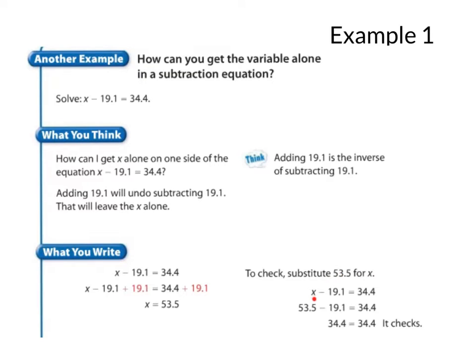So wherever there's an x, I'm going to put 53.5 because I got that as my answer over here. So 53.5 minus 19.1, that should equal 34.4, and it does. Therefore, I did correctly do my inverse here. I correctly solved what x would be, and that's very exciting. Now, what do I need to write for the problem? Please write everything in what you write down here. Moving on in 3, 2, 1.